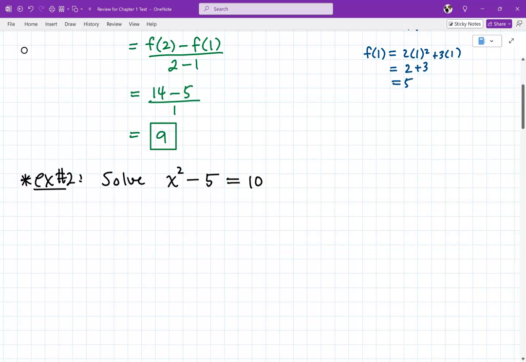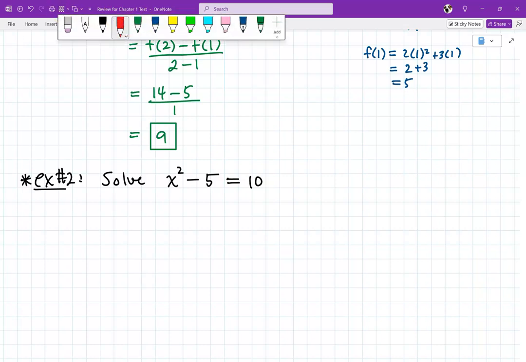So this one right here, example 2, we're solving x squared minus 5 equals 10. Okay, so it's a pretty basic problem. We don't have to do any kind of factoring or anything. We're just solving. Okay, so in order to solve x squared minus 5 equals 10, we have to get x all by itself.